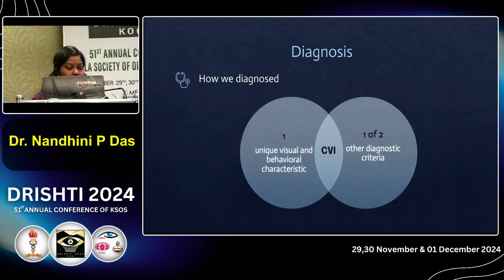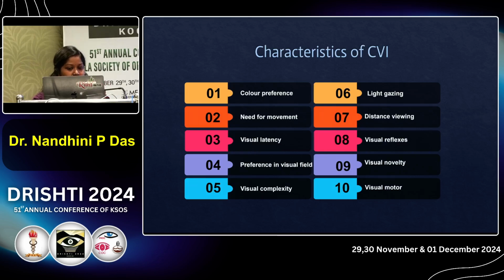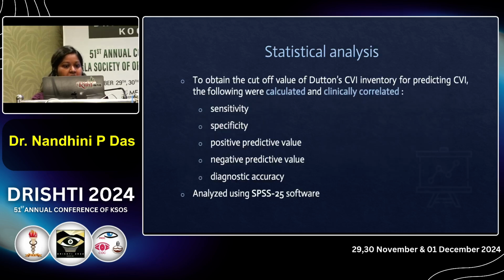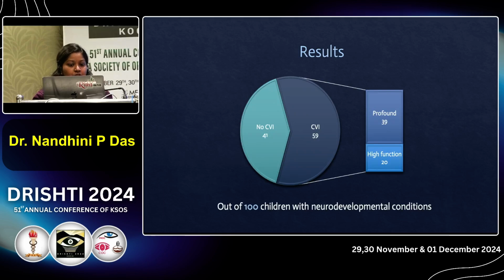We diagnosed CVI by the presence of one of the unique visual behavioral characteristics along with one of the two diagnostic criteria I mentioned earlier. These are the 10 characteristics of CVI, and these are two examples, like gaze avoidance and difficulty with near vision. To obtain the cutoff value of the Dutton Insight Inventory for predicting CVI, the following parameters were calculated and clinically correlated. Coming to the results, out of 100 children with neurodevelopmental conditions, 59 were diagnosed to have CVI. Among them, low function CVI, which is profound CVI, was 39, and high function CVI was 20.